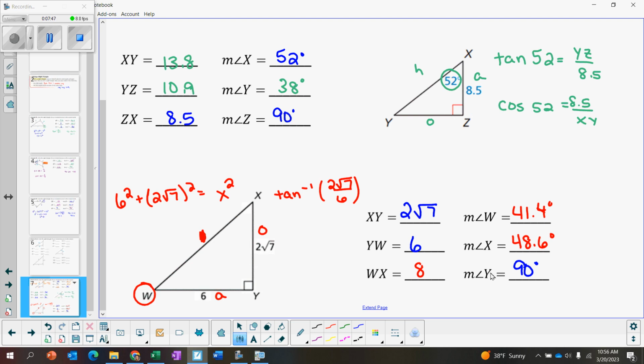the measure of angle Y was 90. The Pythagorean theorem tells me that WX is 8. And then I used inverse trig to find the measure of angle W is 41.4 degrees. Subtract it from 90 to get X is 48.6 degrees. And that is the end of day 2 of section 9.6, solving right triangles.